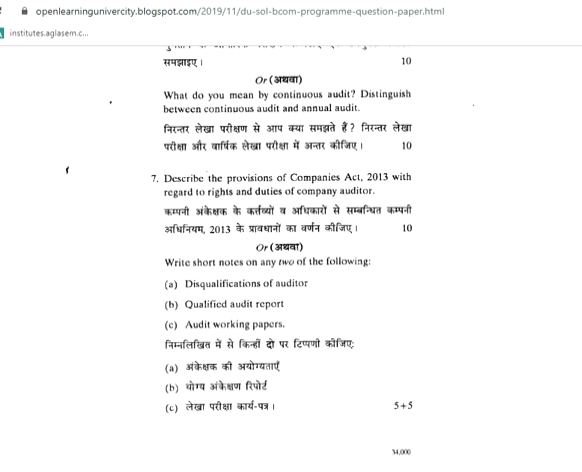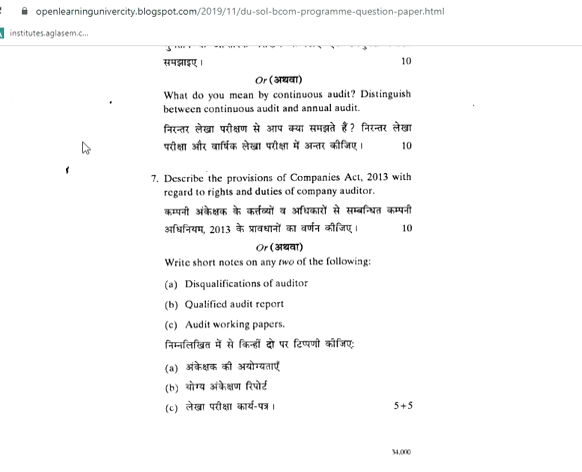Now we come to the seventh question, which is the last question of the question paper. And this is a theoretical type question. What is the question? Describe the provisions of the Companies Act 2013 with regard to the rights and duties of the company auditor. This contains 10 marks.